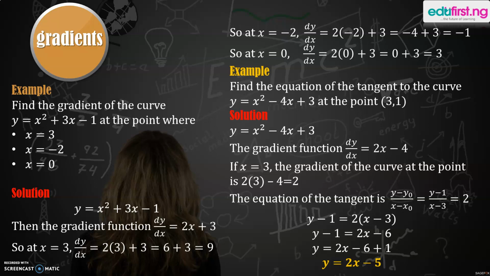The equation of the tangent is (y minus y naught) divided by (x minus x naught), which gives us 2. Remember, y naught is 1 and x naught is 3. So if you substitute that and solve it by cross multiplying, you're going to have y equal to 2x minus 5.